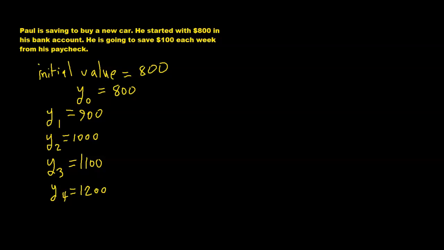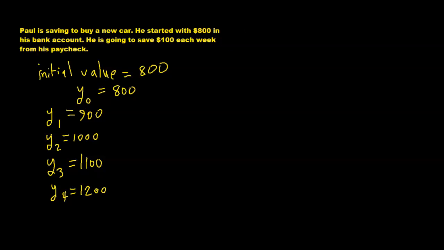So let's call that term y sub 0. Y sub 0 equals 800 because that's the amount he always had. That's the amount he started with before this process that the sequence or the function is representing even started, okay? So therefore y1 would be, after he saved $100 from his first paycheck, 900, the value of y2 would be 1000, right? Value of y3 would be 1100, value of y4 would be 1200, right?